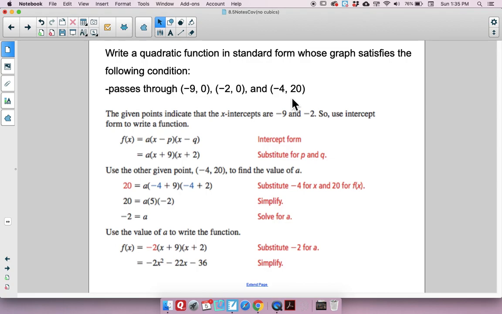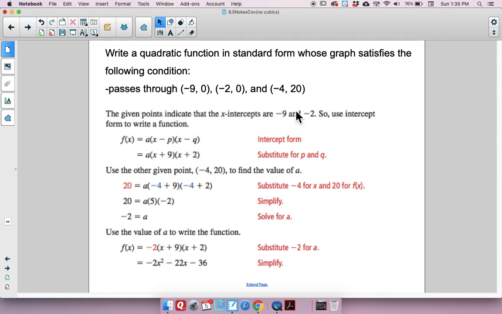So what do we know? Well, we know the given points indicate the x-intercepts. So let's use x-intercept form, right? So let's plug in for p and q. So here they plugged in negative 9 for p. So x minus negative 9 is the same as x plus 9. Negative 2 for q. x minus negative 2 is the same as x plus 2. Okay.